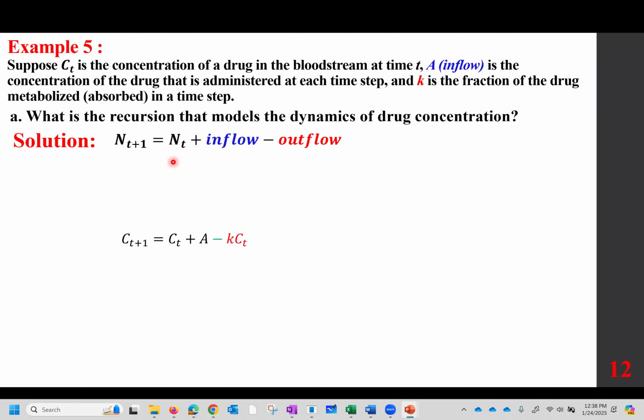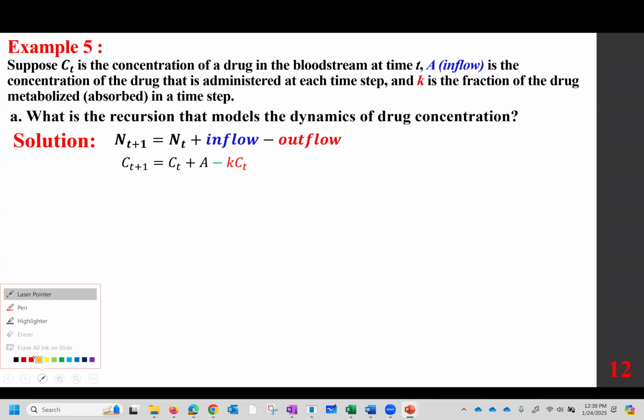I want you to pay attention to this part particularly. So this, we change it to N, and it's N changes to C because of the way they are using it here, fine. Inflow is A, not a big deal. I want to make sure we understand why this is K times C sub t. Remember, a portion of a drug is gone. Let's say 60% is gone, 40% remains. 70% is gone, 30% remains.